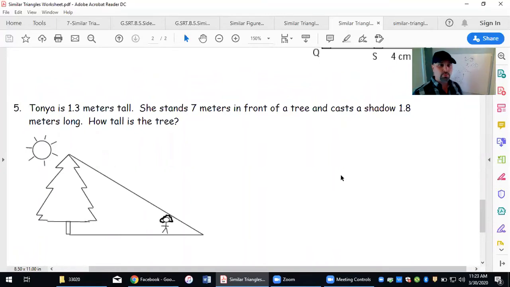Tanya is 1.3 meters tall. She stands 7 meters in front of a tree and casts a shadow 1.8 meters long. How tall is the tree? Okay, as I've said, draw pictures, okay? Make the problem make sense. Don't spend a bunch of time on it though. Just enough to make it make sense.